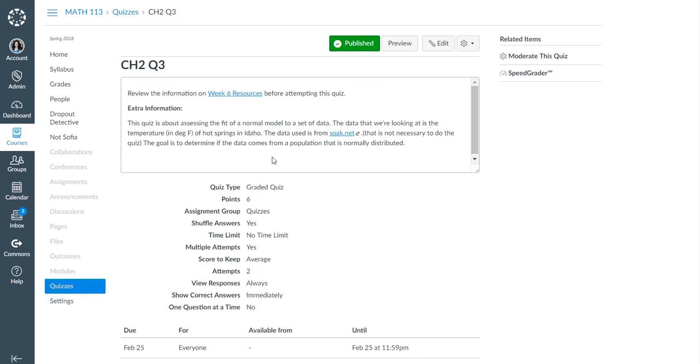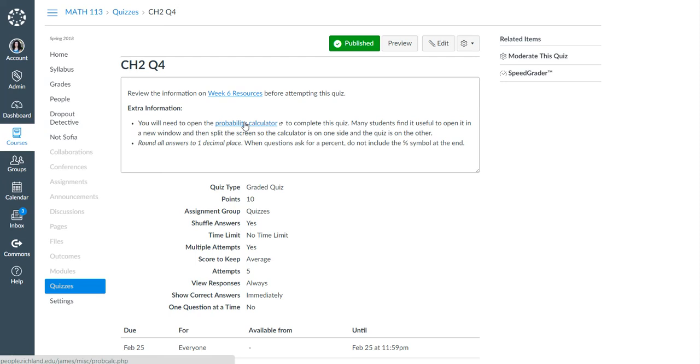The last part is the quizzes. This one has to do with the normal model and how to read a chart with a normal model. And for this one, it's all about the z-scores. You will definitely be using the probability calculator. And I think that's pretty much it.